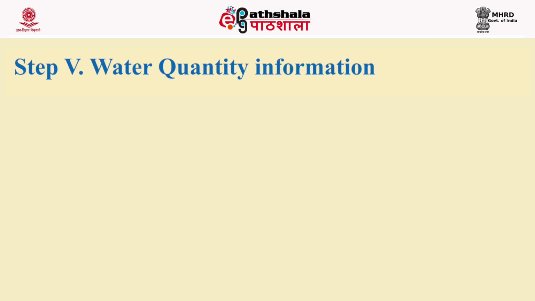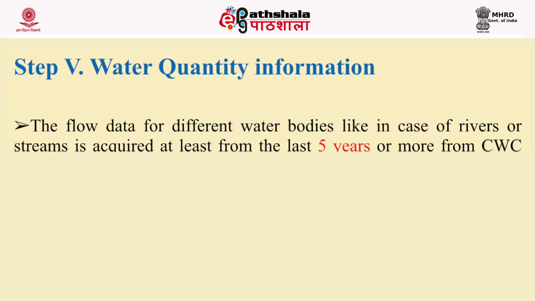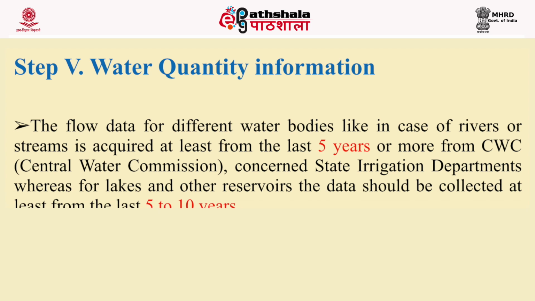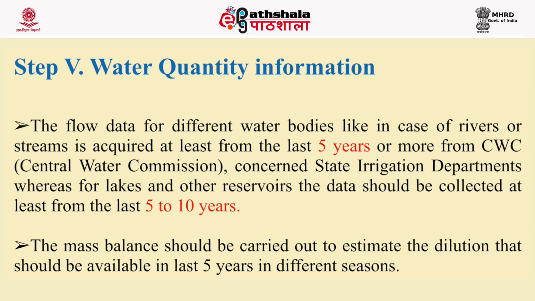Step 5 is water quantity information. The flow data for different water bodies, like in case of rivers or streams, is acquired at least from the last 5 years or more from CWC, that is Central Water Commission, and concerned state irrigation departments, whereas for lakes and other reservoirs, the data should be collected at least from the last 5 to 10 years.